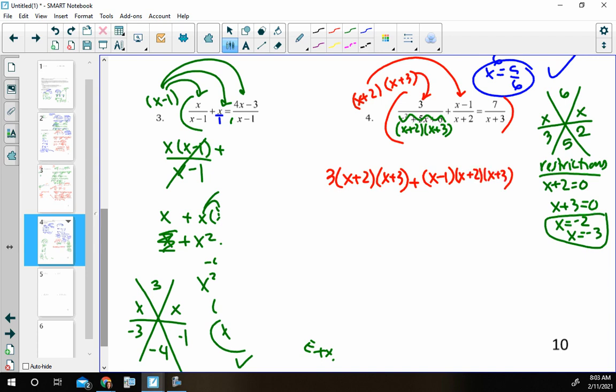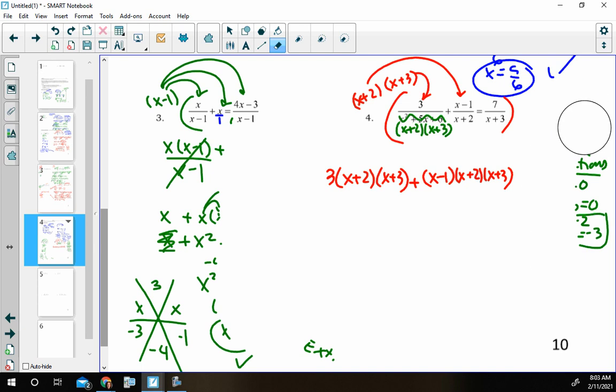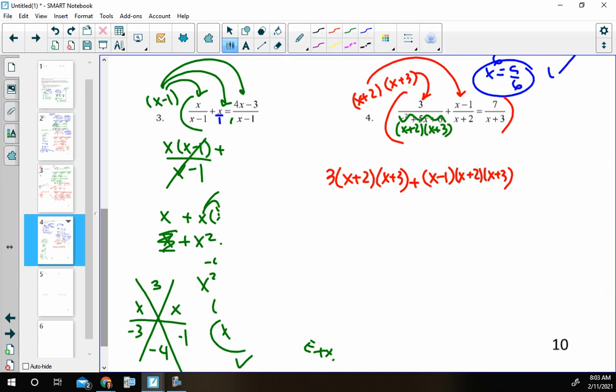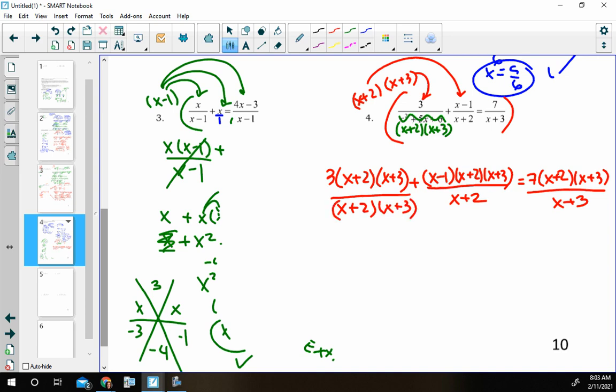And I'm going to erase the restrictions here so I can have a little bit more space. I'm just going to try to remember them. Is equal to 7 times x plus 2, x plus 3. Put all my bottoms in. And then we're going to go ahead and cancel. Write what we have left.